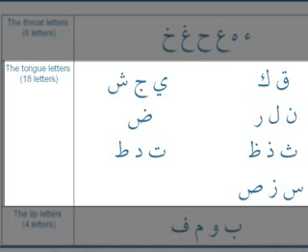The tongue letters are 18, so all of these 18 come somewhere from the tongue, i.e. the tongue is involved. So we've got the qaf, the kaf, the ya, the jim, sheen, noon, lam, ra, dad, tha, dhal, dha, ta, dal, ta, sin, za, and sad. Okay, so again they're actually grouped according to where they come from.